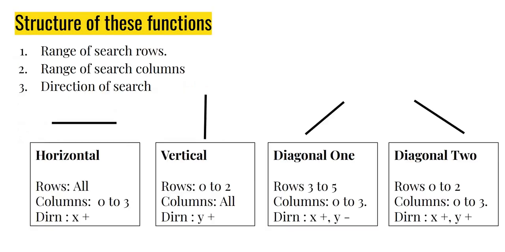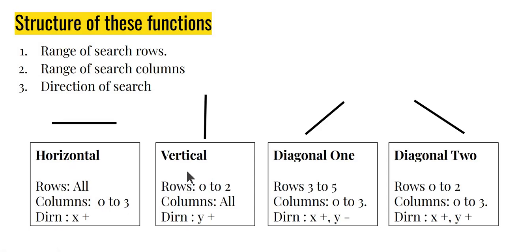Now, really the motivation for this comes from the fact that if you think about it, the structure of these functions that we have is in fact exactly identical. So we have a range of search rows, a range of search columns, and then a certain direction in which we search. For example, a horizontal win can happen on any of the rows. So we search in all the rows, but we search only from columns 0 to 3. And I say direction x plus because what I mean is that in the x direction we keep moving, which means we stay on the same row and go across columns.